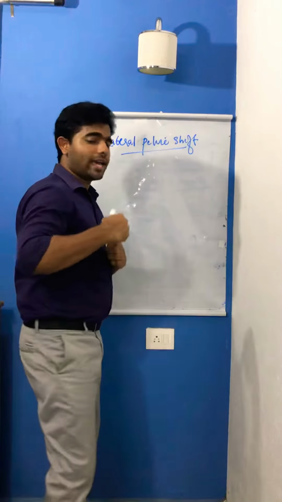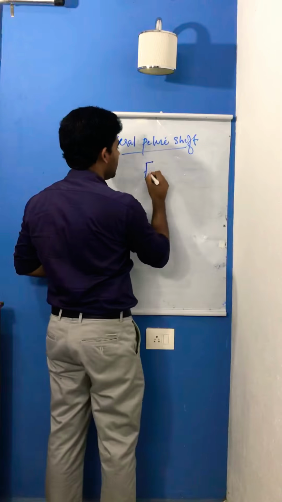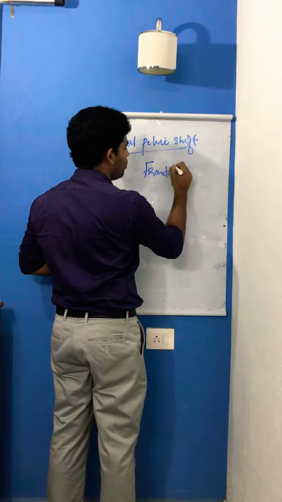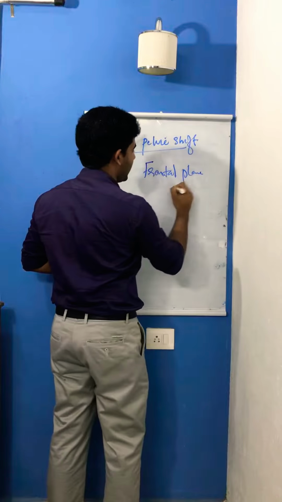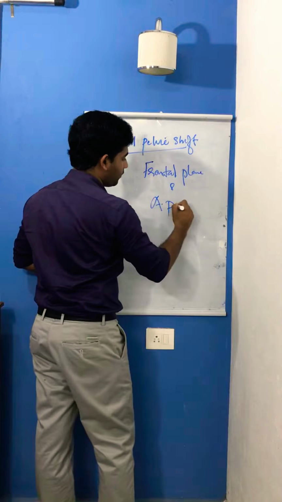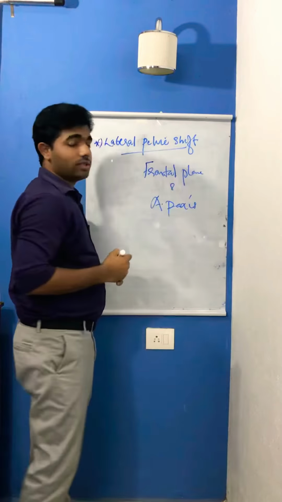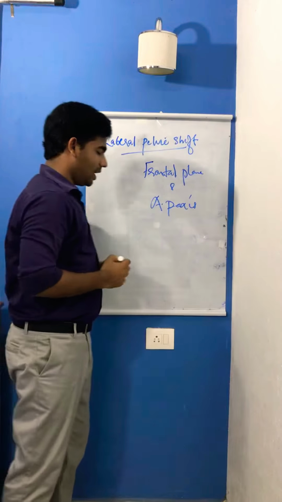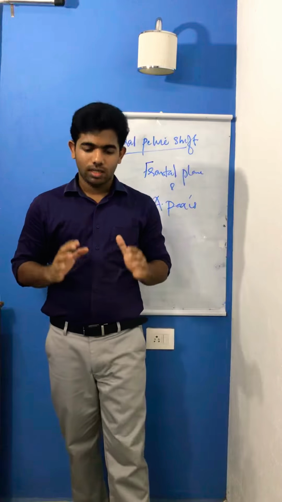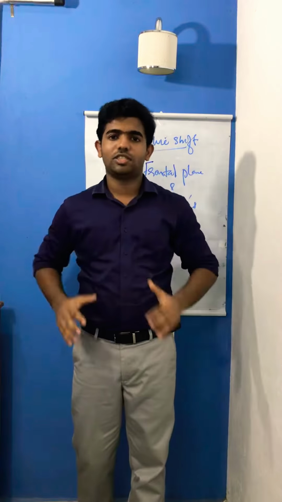So this movement takes place in the frontal plane. If it is a frontal plane movement, the axis should be the AP axis. So it is a frontal plane and AP axis movement. Clear?